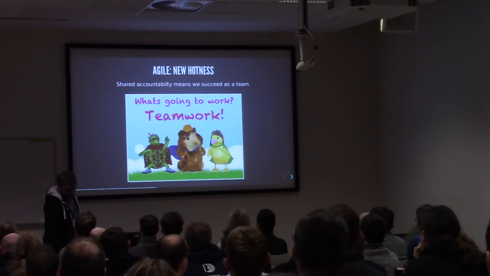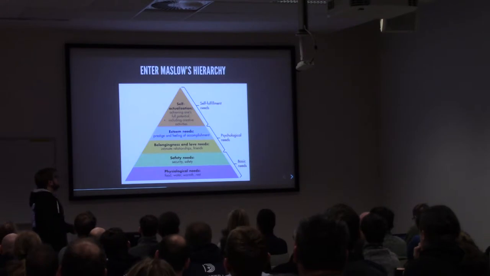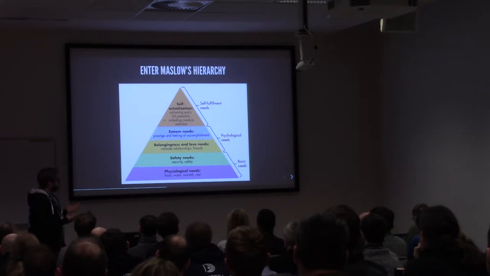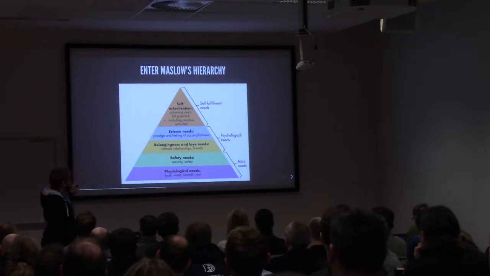So this is where we can start to apply Maslow's hierarchy. Maslow's hierarchy of needs was introduced by Abraham Maslow in 1943. It's a model for human growth, basically. And the model states that you can't start to think about the higher order needs unless you've met your lower level needs.